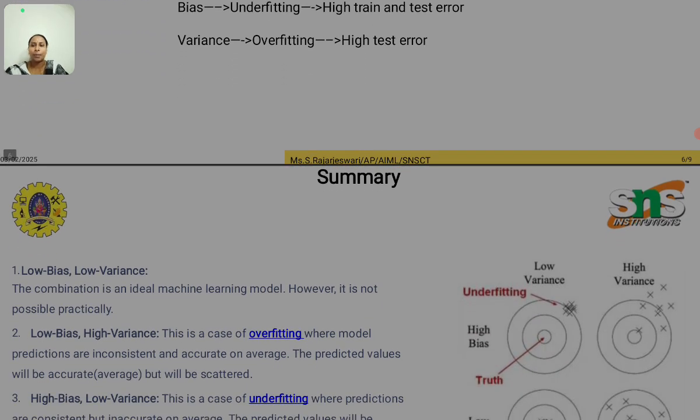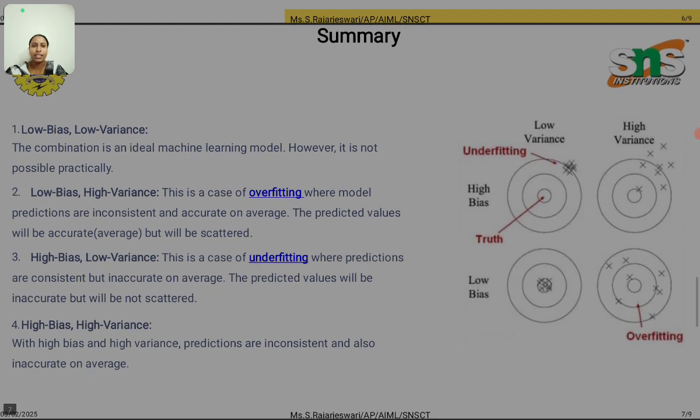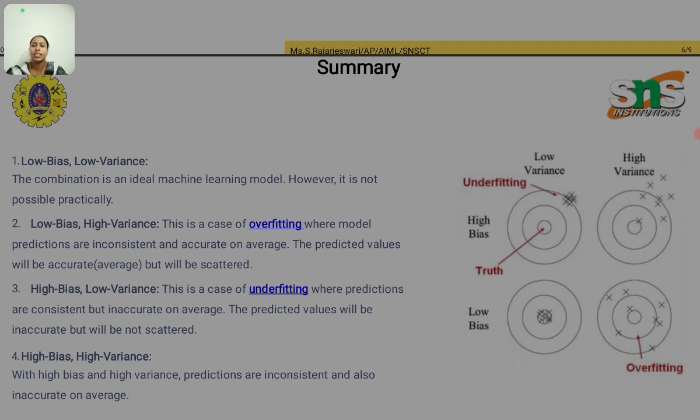So the summary of bias and variance begins with low bias and low variance. This combination is an ideal machine learning model. However, it is not possible practically. Low bias and high variance is a case of overfitting, where model predictions are inconsistent and accurate on average. The predicted values will be accurate on average, but they will be scattered. So this is the state of low bias and high variance.